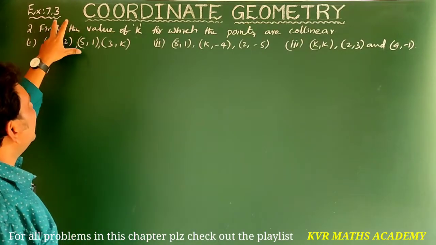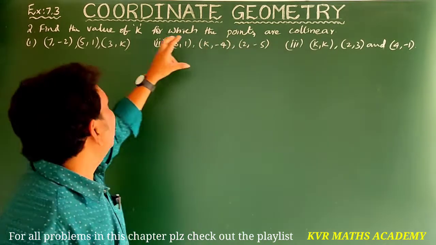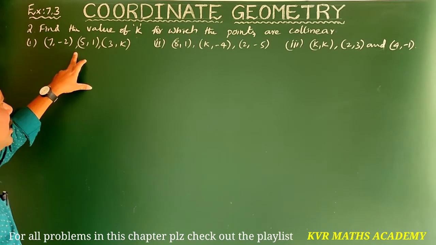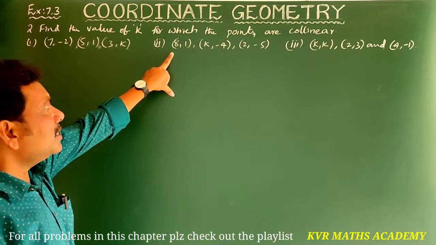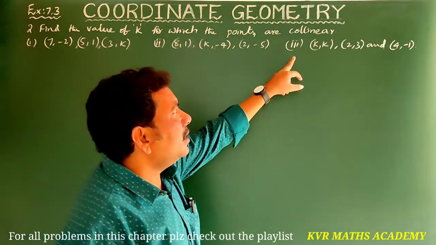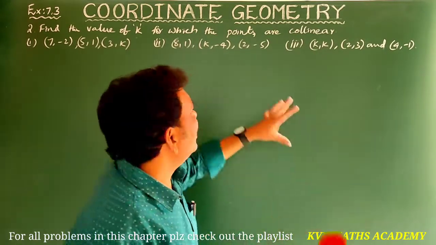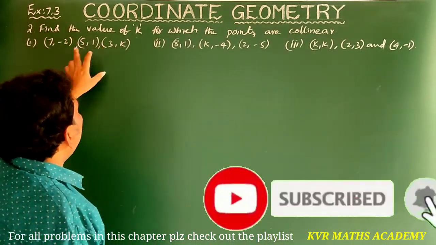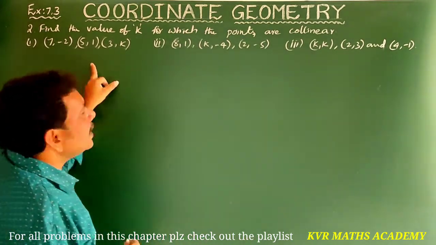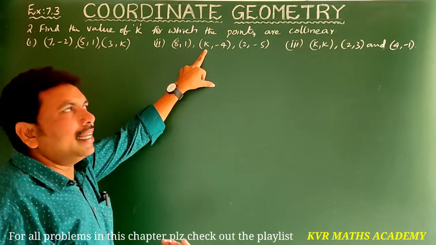Okay, this is the second question in exercise 7.3. Find the value of k for which the points are collinear. Here the points given are (7, minus 2), (5, 1), (3, k). The second one is (8, 1), (k, minus 4) and (2, minus 5). And the third one is (k, k), (2, 3) and (4, minus 1). Yes, in each problem 3 points are given, right? Here we should find the value of k in each case.